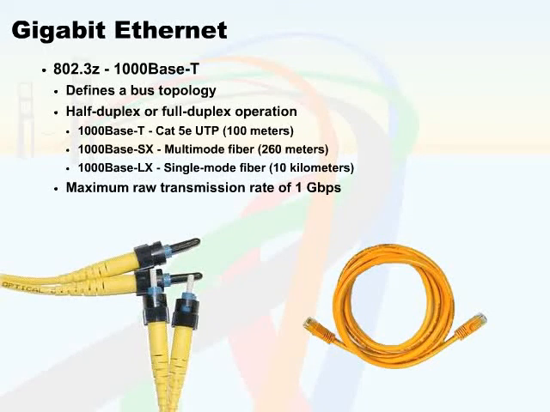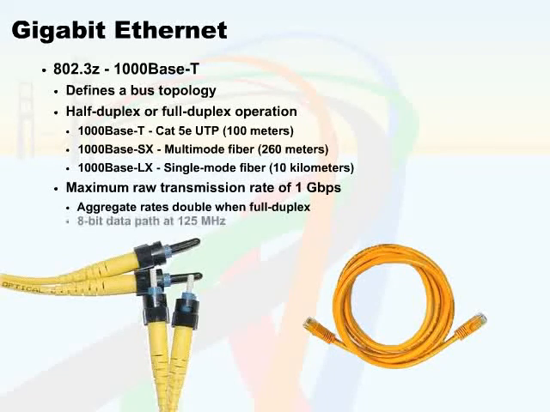Notice what's happened here. Aggregate rates still double and are full duplex. By the way, Gigabit Ethernet is almost always full duplex. But take a look at an 8-bit data path at 125 megahertz. Looking back, when was the last time you dealt with a PC that had an 8-bit data path? We have been in 32-bit processing now since the 80s. What we're talking about still has a lot of room for growth.